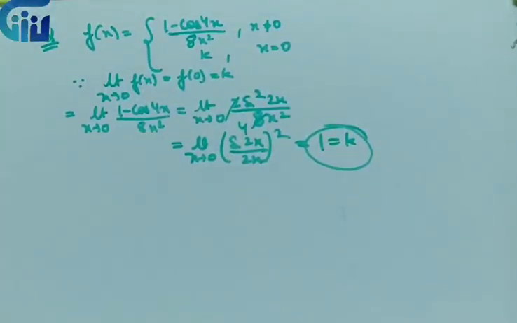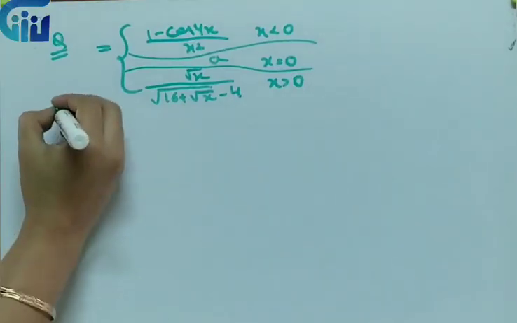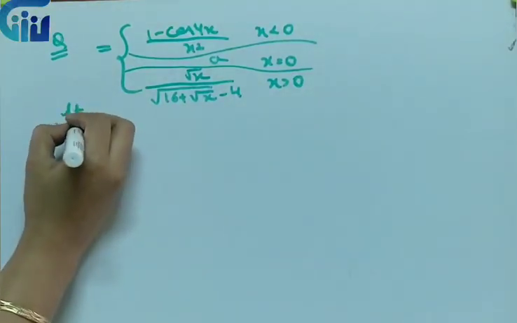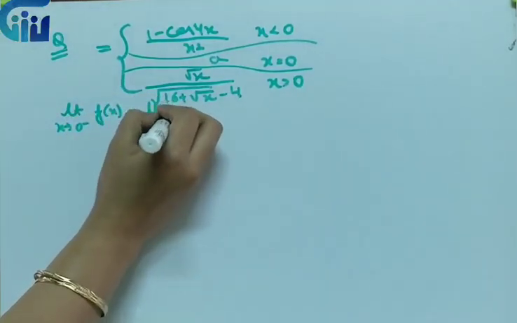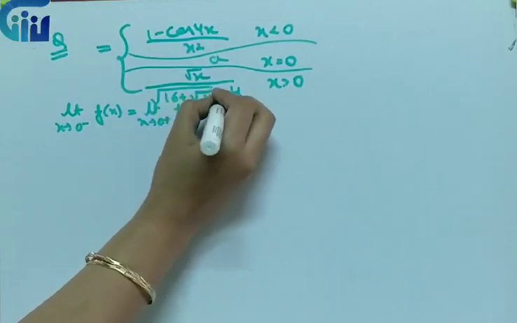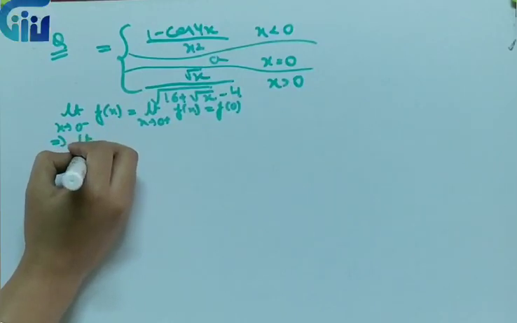Similarly, we have the next question, very important. This question has also come in board exams a couple of times. Again we have to find the value of a, and the function is given to be continuous. So the function is defined like this. We will again use our standard form: since the function is continuous, left hand limit is equal to right hand limit is equal to value of the function, right? So left hand limit, that is 0 minus, is equal to the right hand limit is equal to the value of the function. Over here, I'll just write it as x tending to 0.